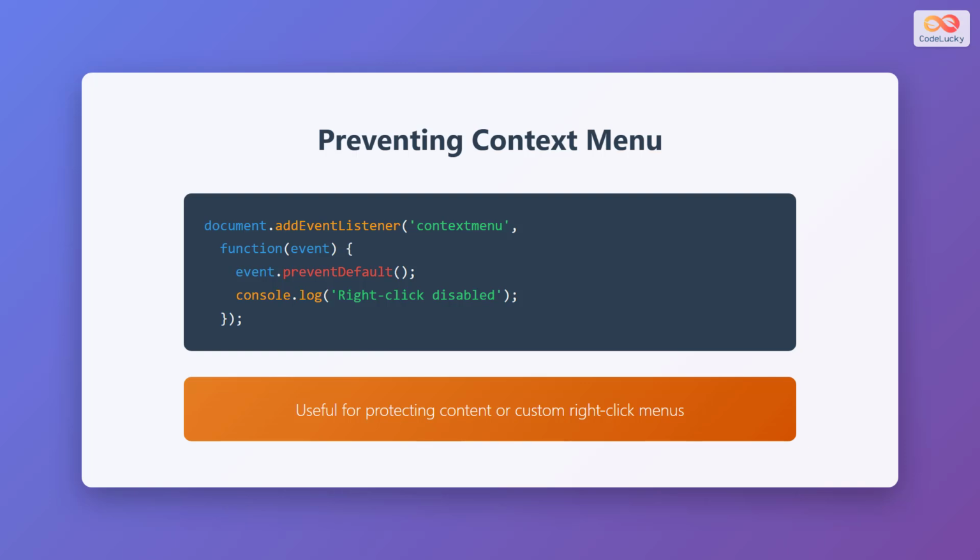Instead, console.log("right-click disabled") logs a message to the console. This can be useful for protecting content or creating custom right-click menus within your web application.